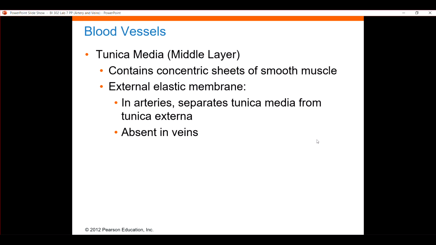Okay, let's take a look now at the tunica media, right? This is going to be the middle layer. The predominant cells we're going to see here, guys, if you want to highlight, is smooth muscle, right? There's going to be a lot of smooth muscle, and there can be another elastic membrane known as the external elastic membrane. Notice, only found in arteries, absent in veins. So both this external elastic membrane I'm mentioning now, and the internal elastic membrane from the previous slide, are only found in arteries, right? We don't see them in veins.